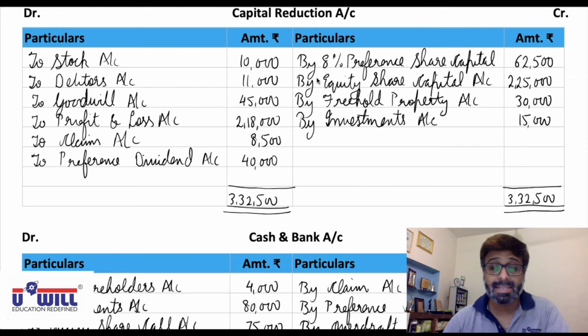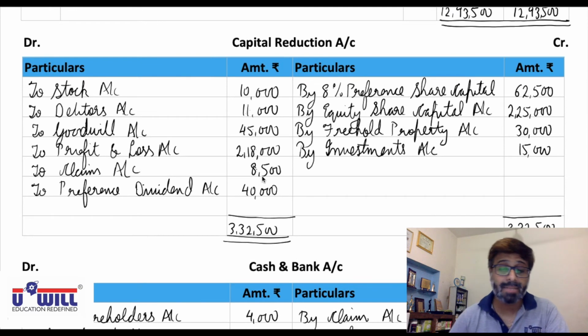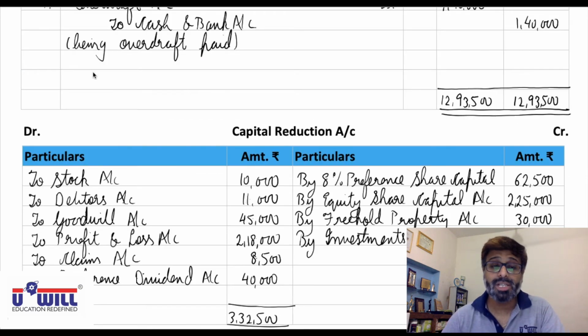If at all any balance remains, what is the purpose of making the capital reduction account? I told you, if any surplus balance remains, you would transfer that balancing figure to the capital reserve account. And one more journal entry would come: capital reduction account debit to capital reserve account. But we don't have any such entry.